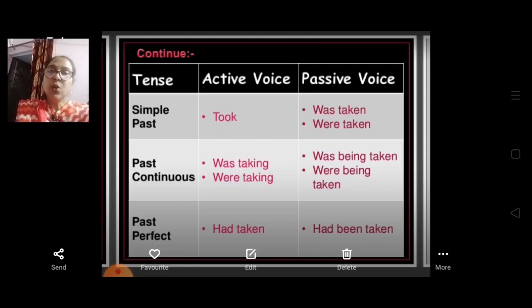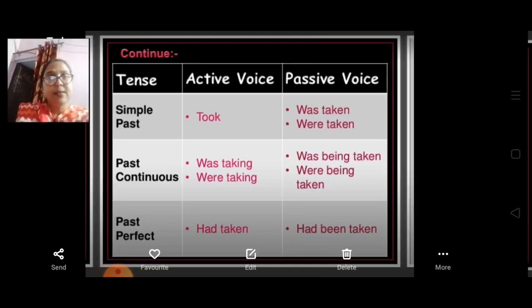Now past continuous tense, how to make it? If it is written was taking, then in passive voice was being taken. If it is written were taking, then we are going to write in passive voice were being taken. Being will be there in the continuous tense. If it is written in past perfect had taken, we are going to write had been taken. So these are the rules to change active to passive in past sentences.